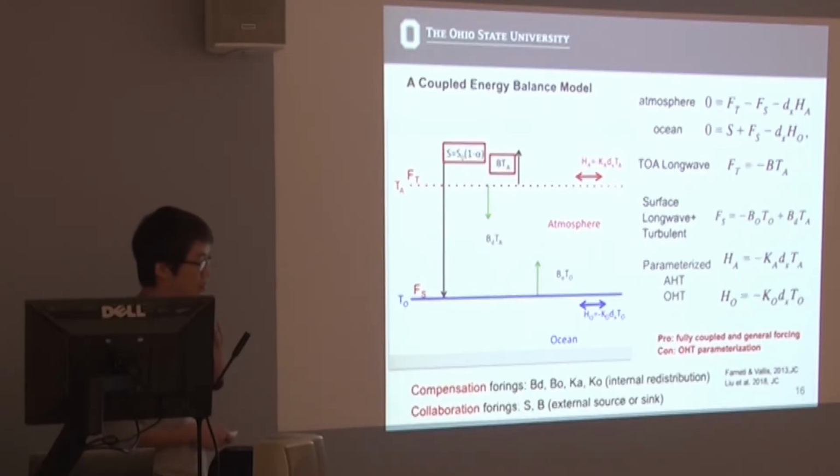But the con is that the parameterization of the ocean heat transport is not physically sound. It is because the diffusion scheme works well for the mid-latitude atmosphere, but for the overturning circulation in the ocean, it is not a good choice. But this is the only choice.